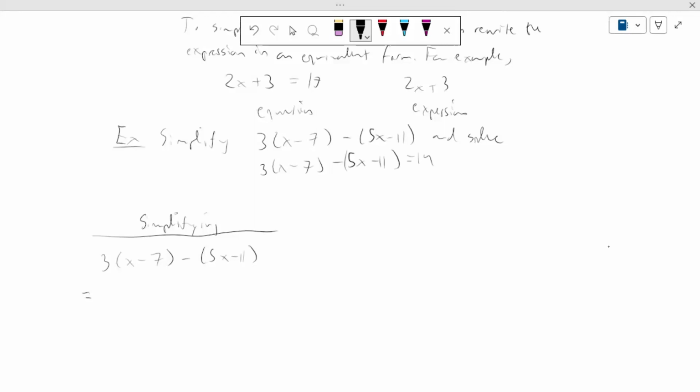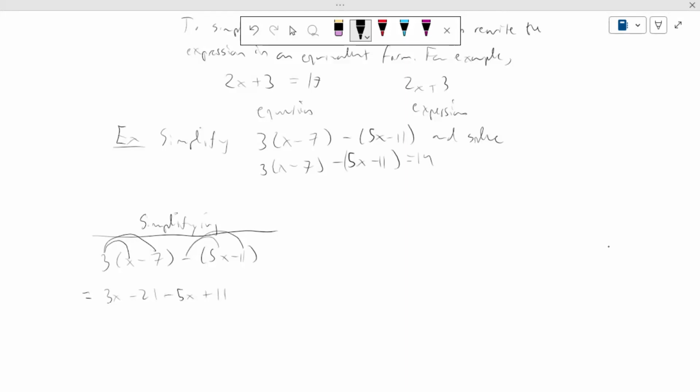So I'm going to start off by distributing my 3 here, right? And distributing my minus sign here. Okay, fair enough. Multiplication distributes over addition and subtraction. Okay, so here this will just be 3x minus 21, right? Distribute the minus sign there, get minus 5x plus 11. Okay, so that is equivalent to what we started with. Okay, any questions on that?